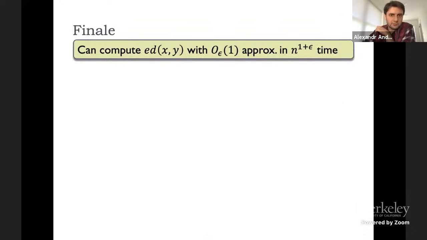There are more details on this element oracle, but I didn't talk about it at all. Let me just go to the last slide. I'm already a few minutes over. So the finale is this statement: we can compute a constant approximation to the distance in linear time. If you're curious what the approximation is, I wouldn't be. It's horrible. It's at least doubly exponential in 1 over epsilon.